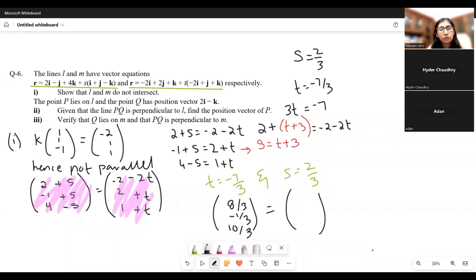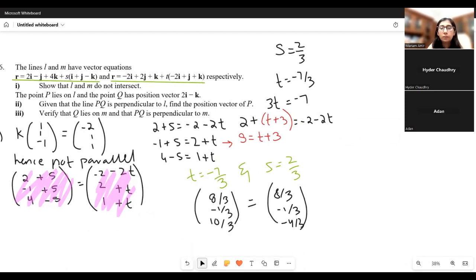Okay, now we're going to substitute the value of t at the right hand side. Minus 2 times minus 7 by 3 gives 8 by 3. Then 2 minus 7 by 3 gives minus 1 by 3. And 1 minus 7 by 3 gives minus 4 by 3.